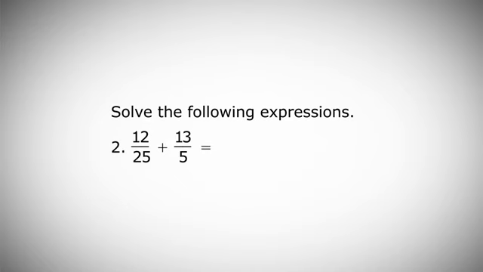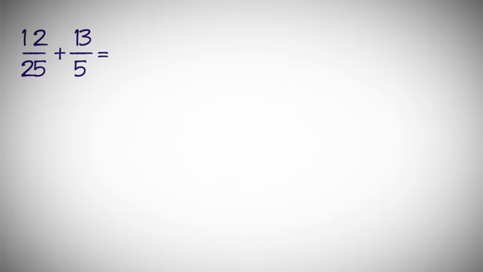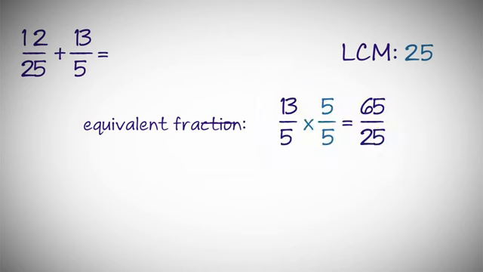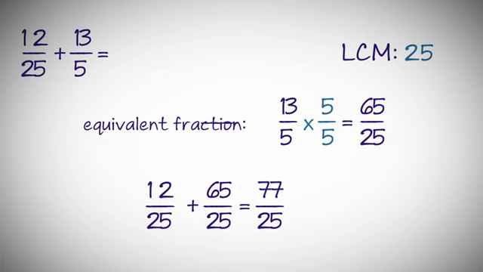This question asks us to add 12 over 25 plus 13 over 5. Now remember that when you're adding fractions, you need to have a common denominator. But the good news is that in this case, 12 over 25 already has the lowest common multiple as its denominator. All we have to do is convert 13 over 5 into a fraction that has 25 as its denominator. We can accomplish that by multiplying both the top and the bottom by 5, giving us a new fraction of 65 over 25. Now that we have a common denominator, all we need to do is add the numerators only. So 12 plus 65 gives us 77, and then we keep the same denominator. So our answer is 77 over 25.